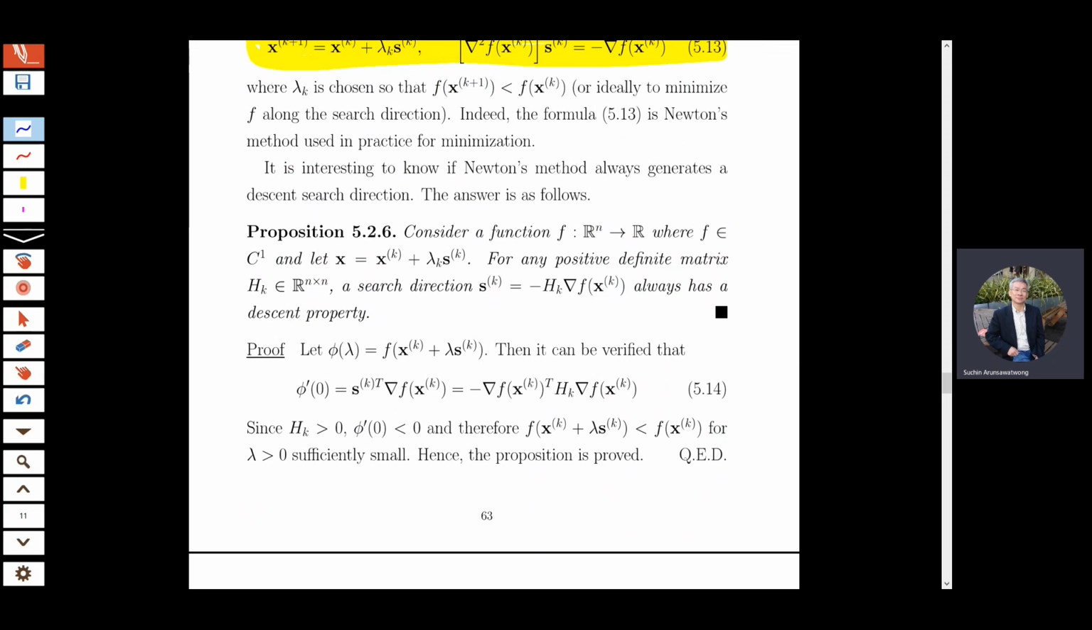In this proposition, we consider a method in which the search direction, the search vector Sk, is expressed as minus a matrix Hk multiplied with the gradient at the point Xk.